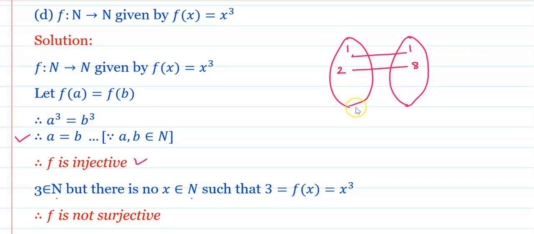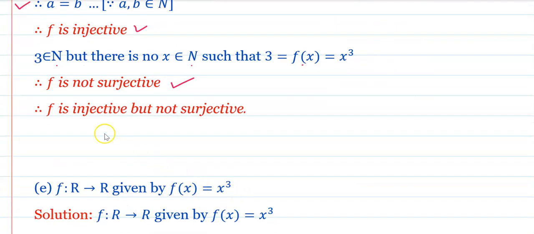Okay, but if I take the element 3 here, मग 3 कोणाची इमेज आहे? 3 does not have the pre-image in this set of natural numbers. Okay, and that's why we write here that n belongs to set of natural numbers, but there is no x belongs to this n such that 3 is equal to f of x is equal to x cube, and hence it is not surjective. Okay, and therefore f is injective but not surjective.